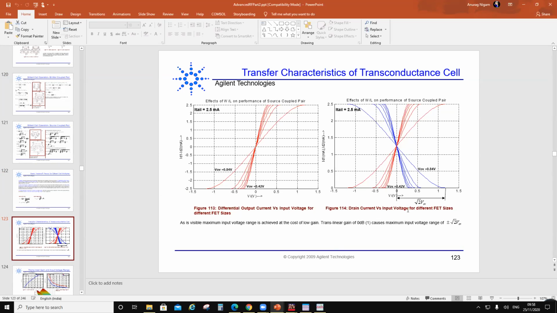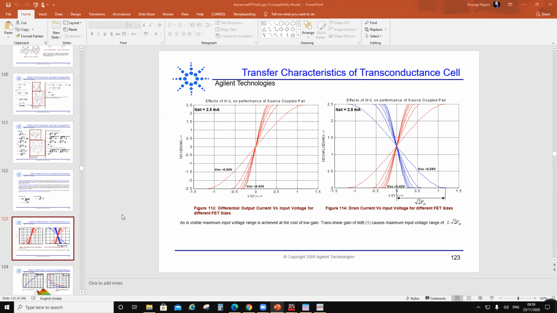That linear region is bound by plus minus square root of V overdrive. So plus minus square root of V overdrive is the linear region for a mixer. So what does it say? It says that if my input goes beyond this range, then the mixer is going to compress. That means if you want to adjust the compression point of a mixer, you have to work with the overdrive. And what is the overdrive? Overdrive is square root of I tail divided by mu n COX W by L.